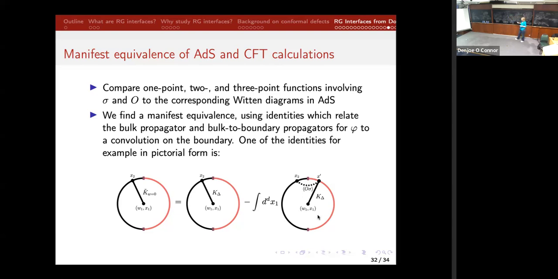And so we can basically relate a bulk to boundary propagator for a homogeneous boundary to the case where we have these mixed boundary conditions, using identities such as this one, where we have the original K delta propagator and then we're subtracting some convolution of K delta going to the other side convolved with this O sigma on the boundary. Does that sort of make sense? Okay. So that's basically the gist of what we did to show equivalence of AdS and CFT.